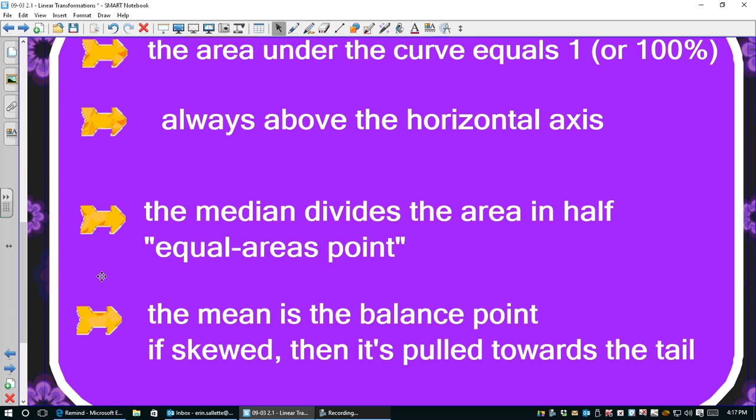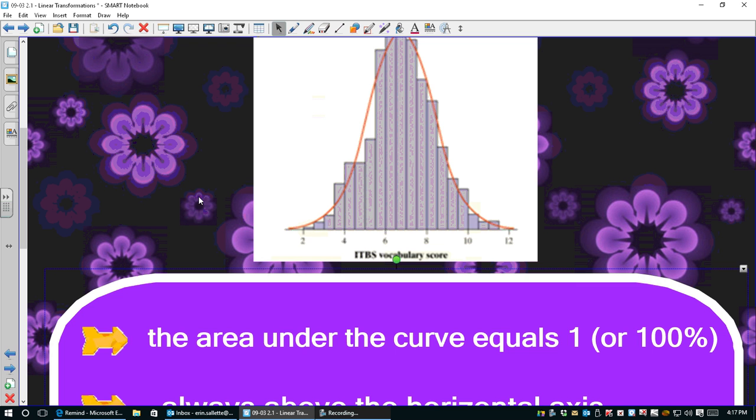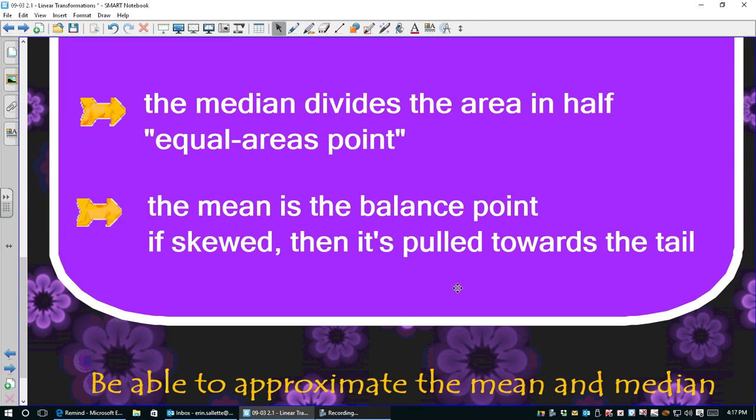The mean, however, is what is referred to as the balance point. If it's skewed, then it's going to be pulled towards the tail. If it's symmetric, the mean and the median should be at the exact same point. If it's roughly symmetric, they should be roughly at the same point. But what we mean by the balance point is if we were to have the distribution weigh according to the amount of area that is underneath it, the balance point would be where you could put the mean and it would balance evenly in terms of left to right. And this has to do with things like torque and whatnot.